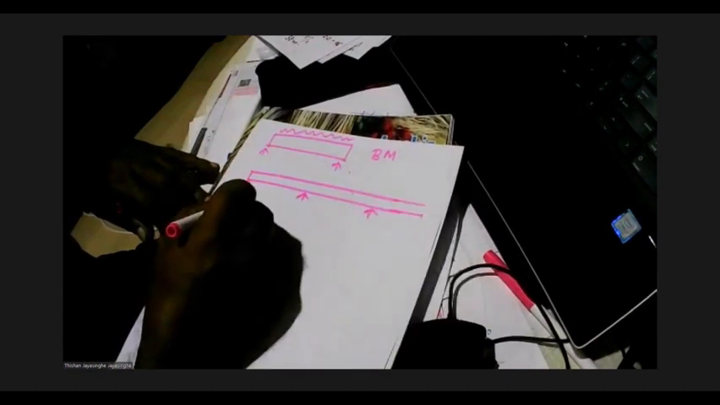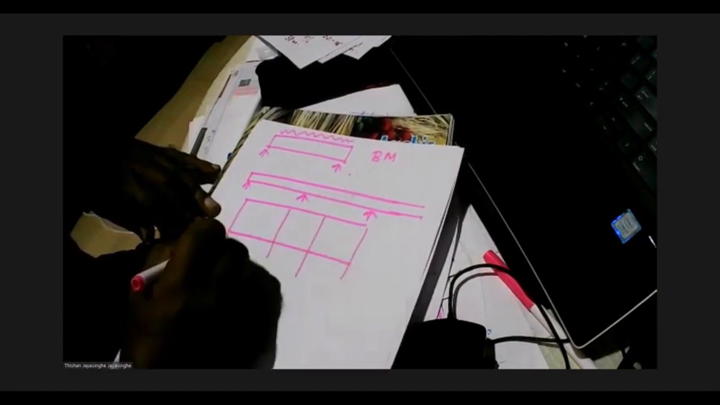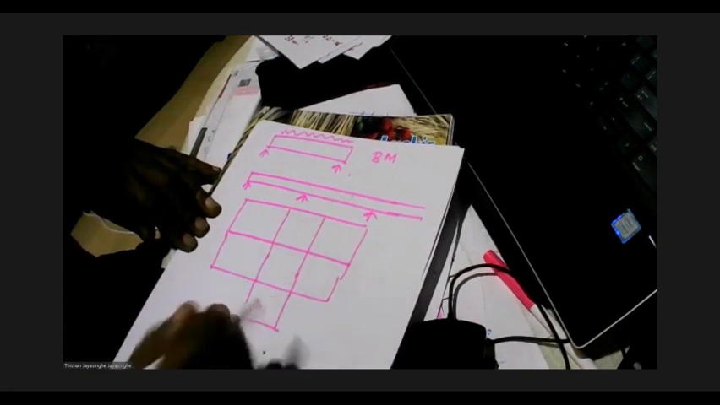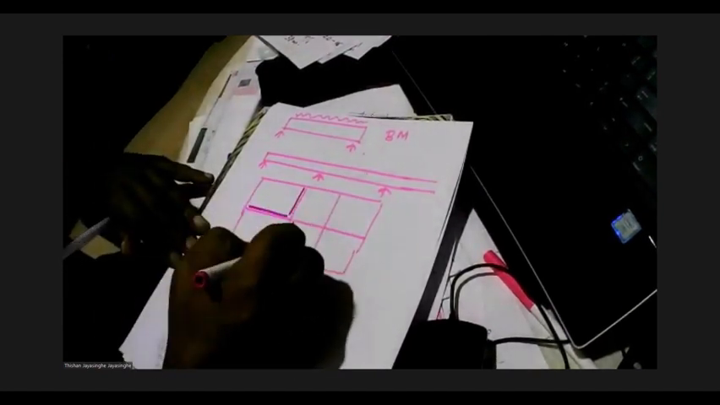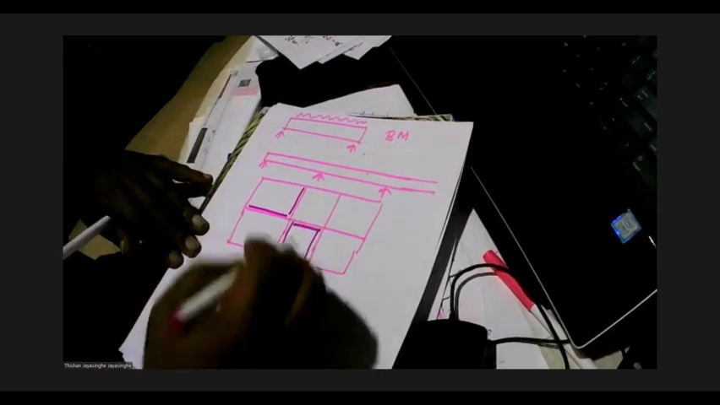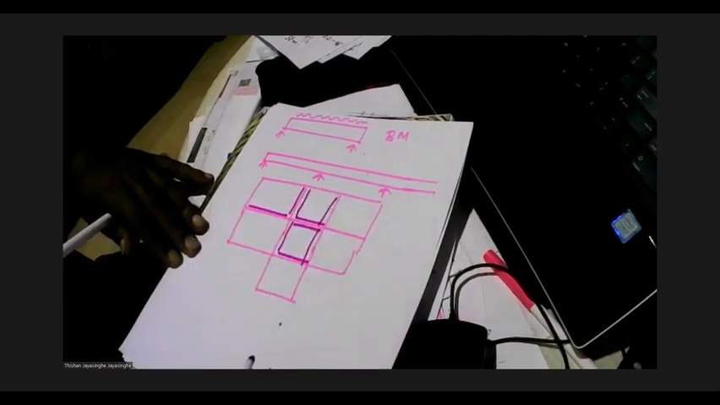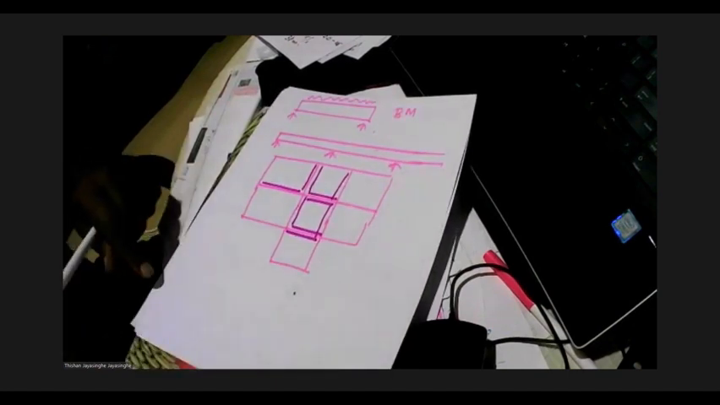So if you have a continuous slab, we can have different support conditions. Something like this. If you take this, these two edges are continuous. If you take this, all four edges are continuous. If you take this, three edges are continuous. If you take this, only one edge is continuous. So you can have different support conditions.